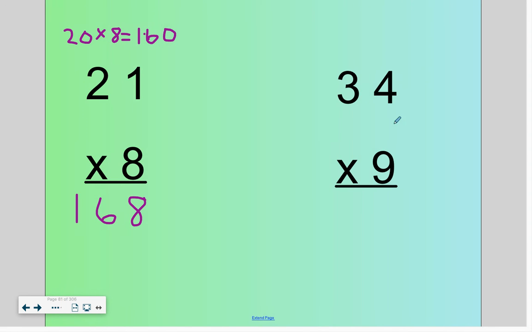And our last problem, I'll start with our estimate. 34 will round to 30, keep our 9 and 9. So our answer should be very close to 3 times 9 is 27, and add a 0. Our answer should be close to 270. 9 times 4 is 36. Put our 6, carry our 3. 9 times 3 is 27, plus 3 is 30, and we get an answer of 306.